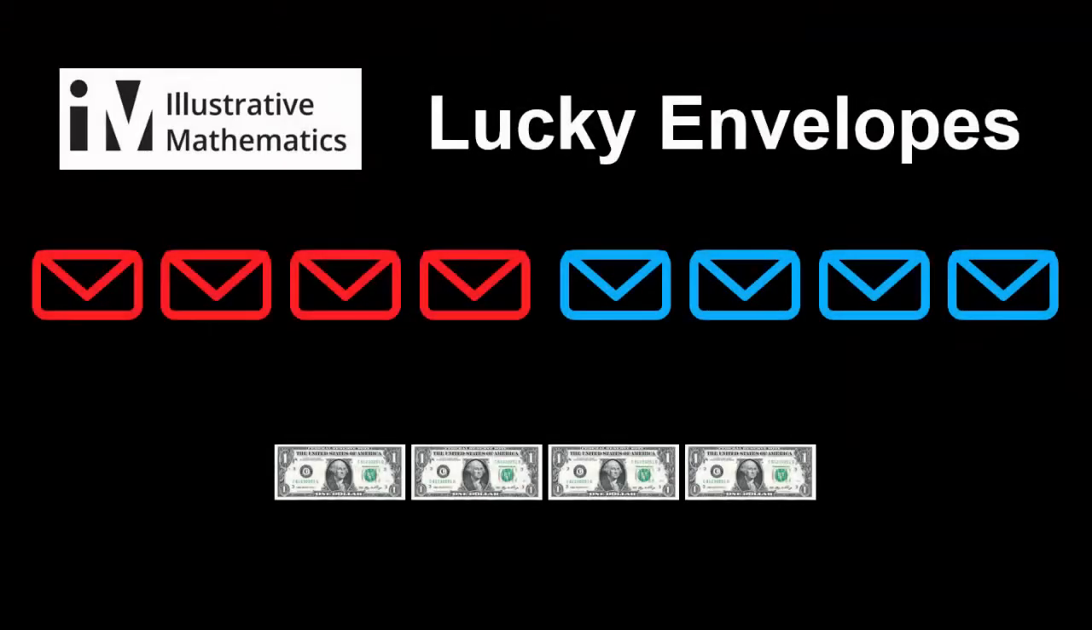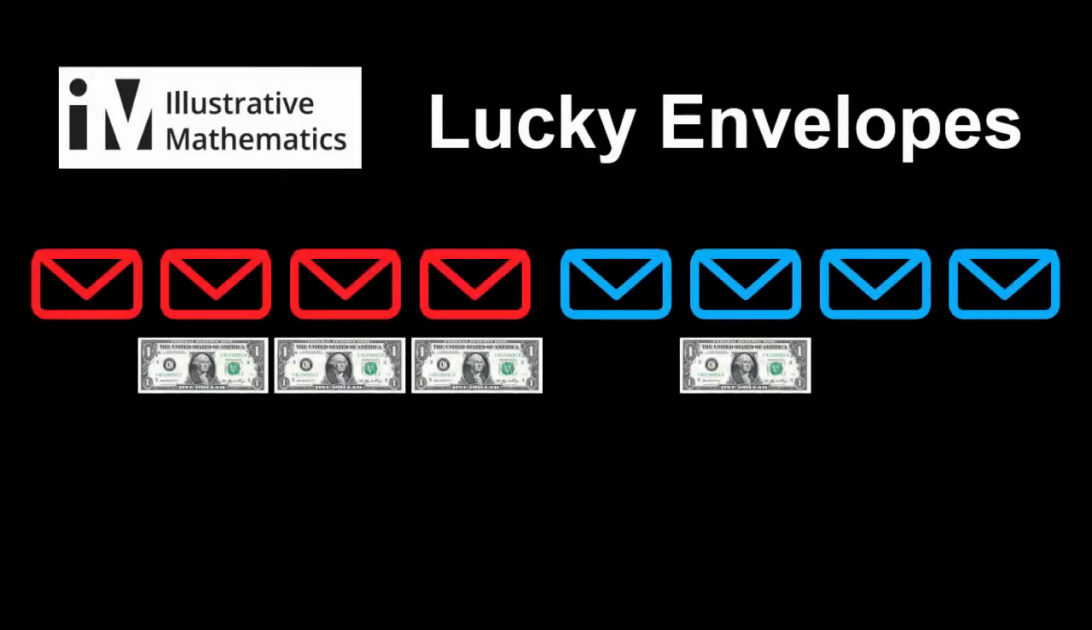In the task Lucky Envelopes, there are 4 red envelopes, 4 blue envelopes, and 4 $1 bills, which are going to be placed in 4 out of the 8 envelopes. In Part A of the task, 1 of the $1 bills is placed in a blue envelope. The other 3 $1 bills are placed in red envelopes.